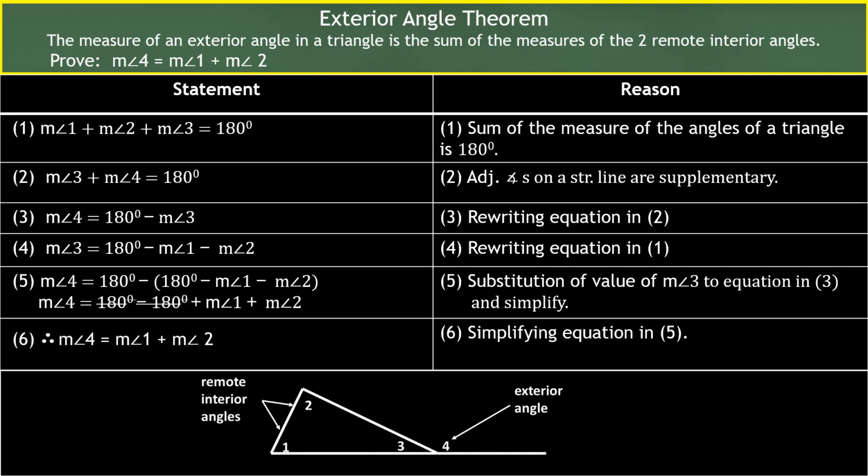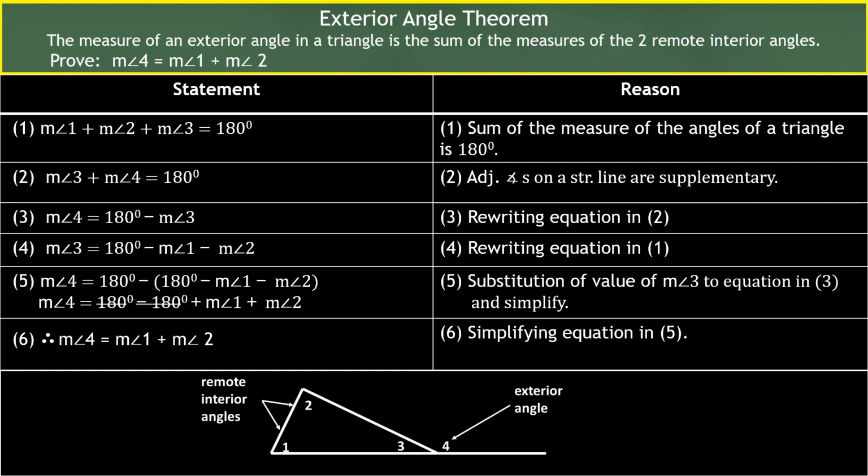Then in the next statement, we also rewrite the first equation in statement number 1. You have the measure of angle 3 is equal to 180 minus the measure of angle 1 minus the measure of angle 2. That's rewriting the equation from statement number 1. Statement number 5, this is the two-column proof.